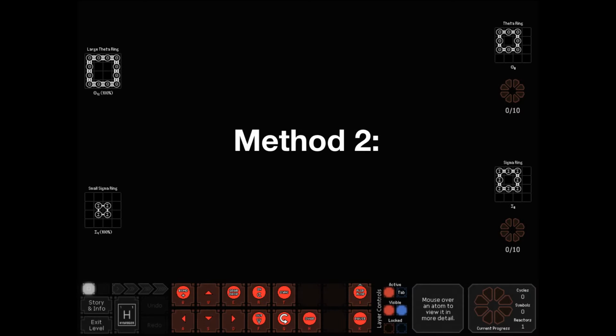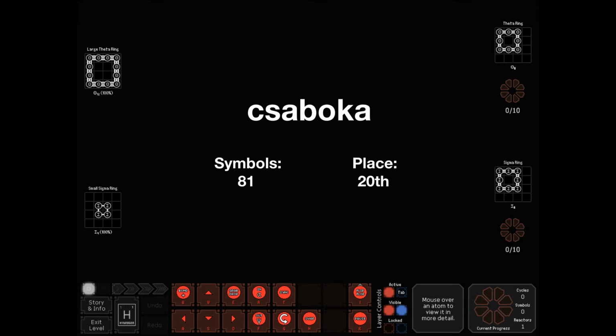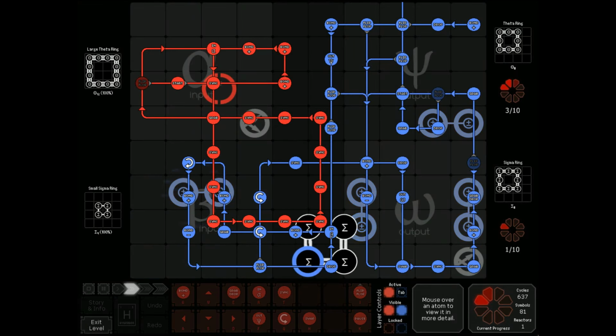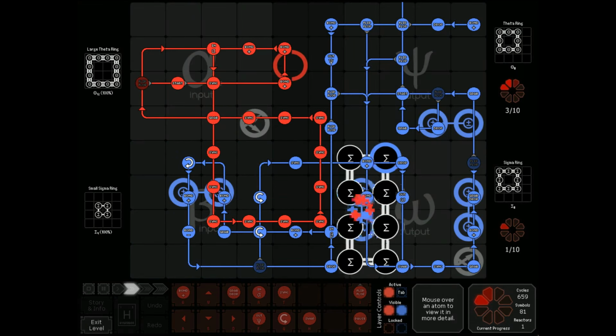The second method of assembly and disassembly I've seen in the solutions uses swaps to disassemble the large theta ring, but uses bonds to construct the small sigma ring directly into a flat output ring. Xaboka builds the sigma ring using just the blue Waldo, and uses a sync loop for the red Waldo to hold the theta ring for swapping.